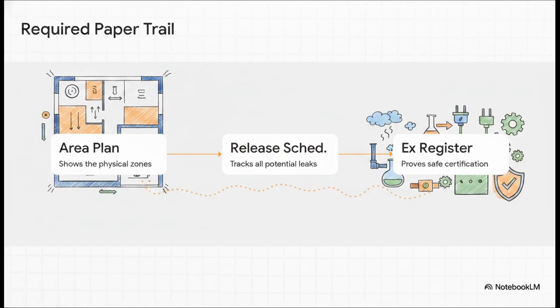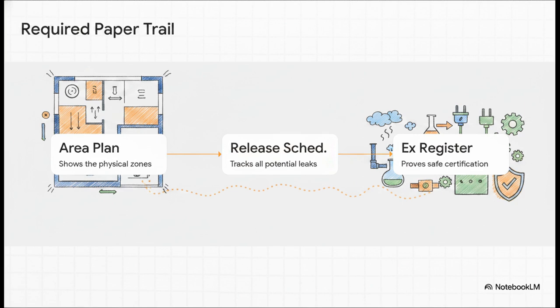So the math is established. The next challenge is actually proving it. This brings us to the famous paper trail. All these complex calculations we just talked about have to be formally recorded. For any compliant facility, this gets compiled into 3 mandatory deliverables.